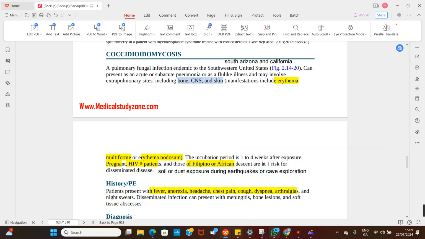We don't actually need this information. It's not going to be tested. But if they are going to test anything, it's going to be tied to maybe HIV or pregnancy. Nobody expects you to be cramming Filipino or African. But if you want to know it, it's good to know it, but you might forget it.